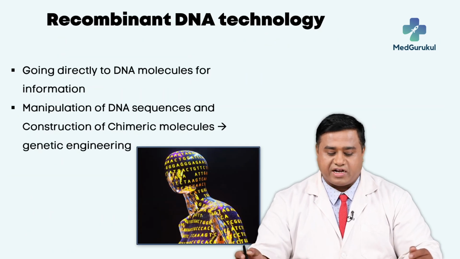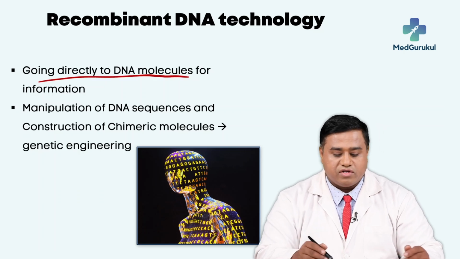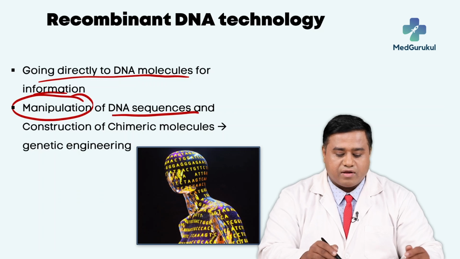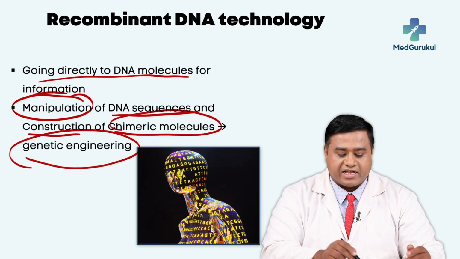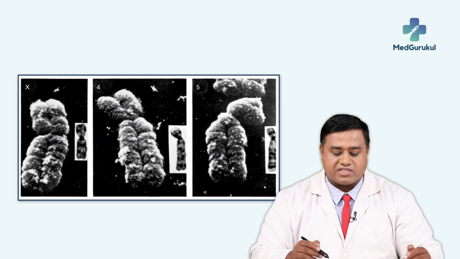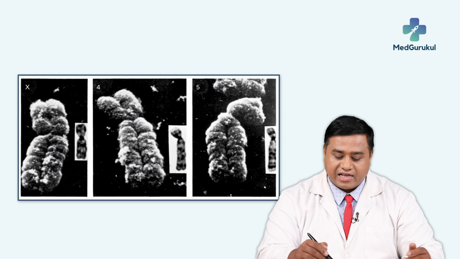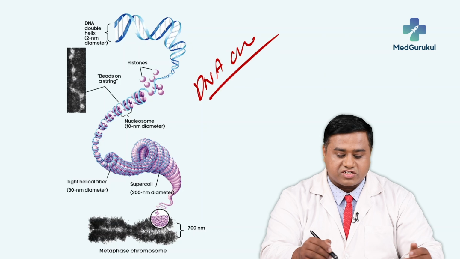What is recombinant DNA technology? It is going directly into the DNA molecule for information and manipulating the DNA sequence by constructing a chimeric molecule through genetic engineering. Here you can see the chromosomes, and chromosome is highly coiled into chromatids and it is organized into DNA organizational structure.